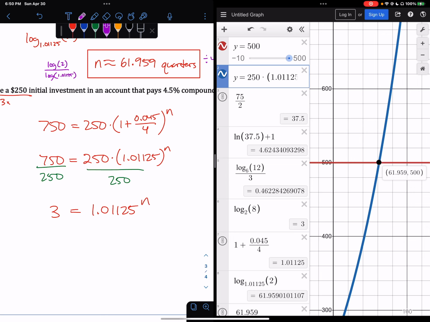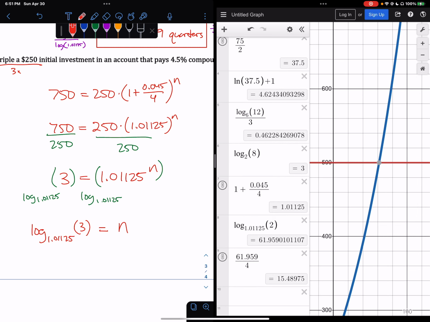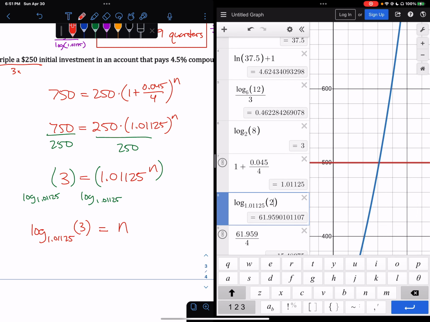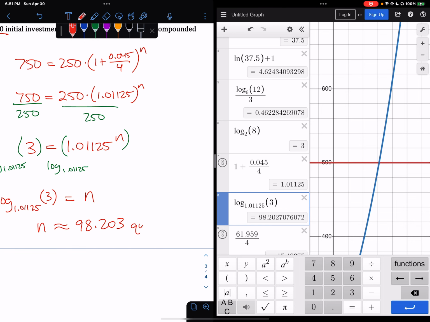To get rid of that base, we're going to do the log of base 1.01125 on both sides. That gives us the log of base 1.01125 of 3 equals n. And again, we can put that into our calculator. I'm going to scroll down here where we did the last one and just put in 3. And so it tells me that n is approximately 98.203. And this is in quarters.